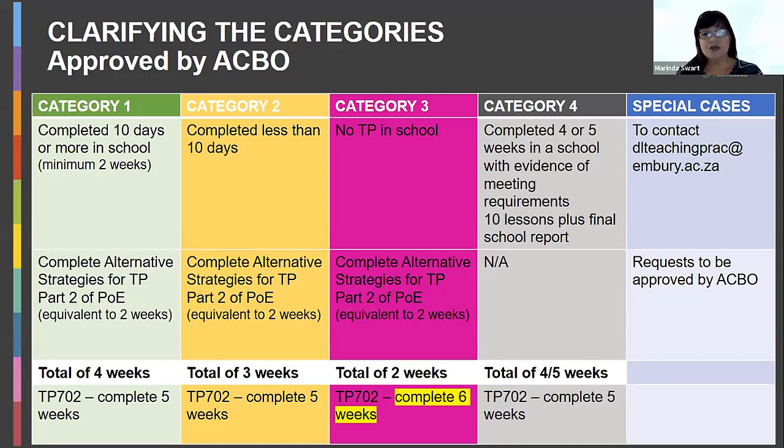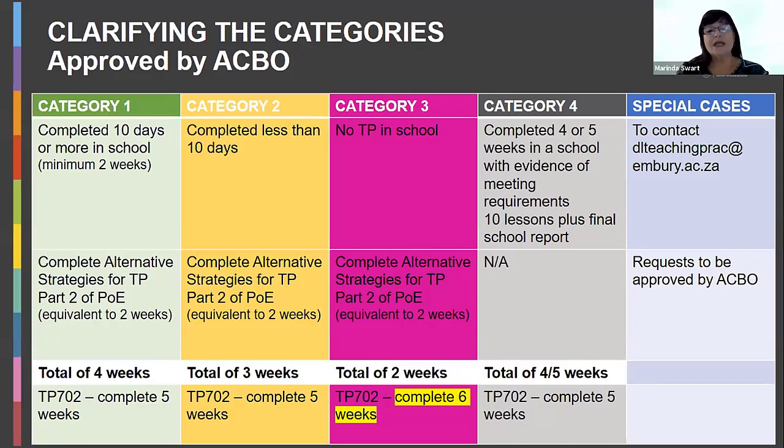Now, schools are closed. How will you get the stamp? So what you will do is you will submit to us, if you have the documents with you, email us the documents if they are not stamped, and then once the school's open, you will ask the school to provide the stamp and then give us the original. The school will then provide us with the original document. Right, so category 4 will have 4 to 5 weeks that they've completed for TP701, and then in TP702, they will complete 5 weeks. Okay.